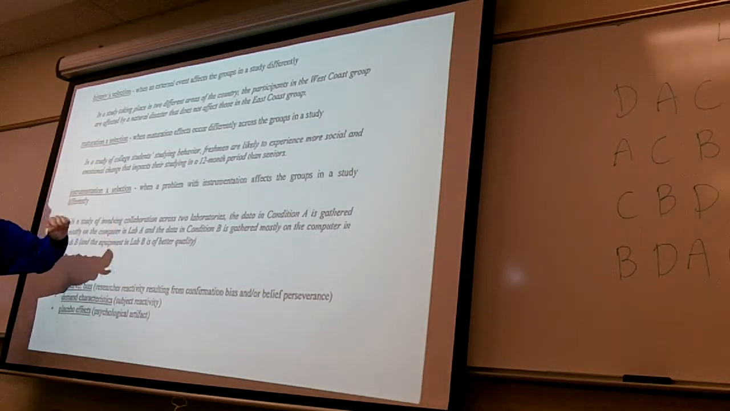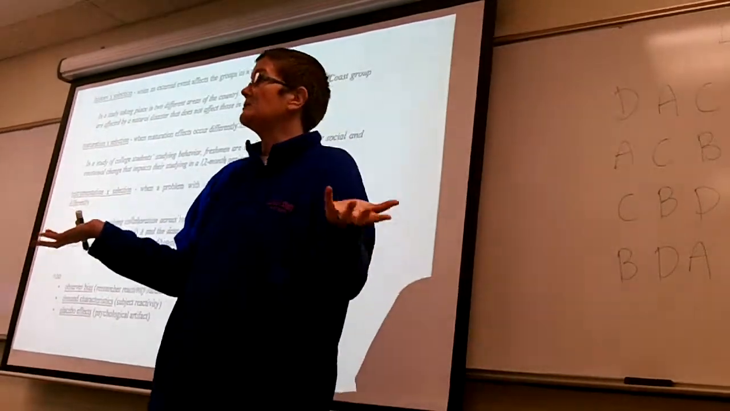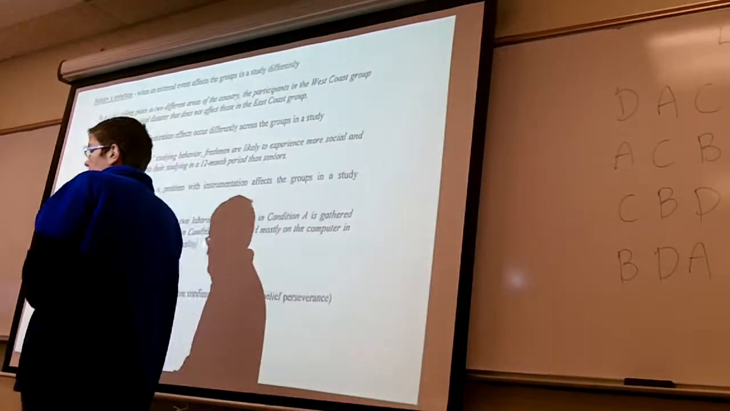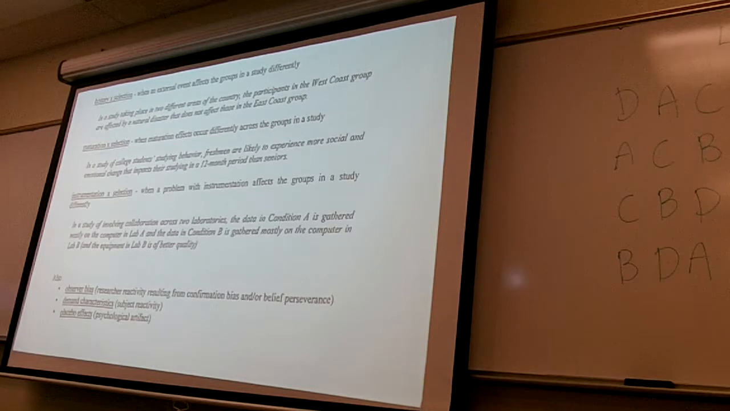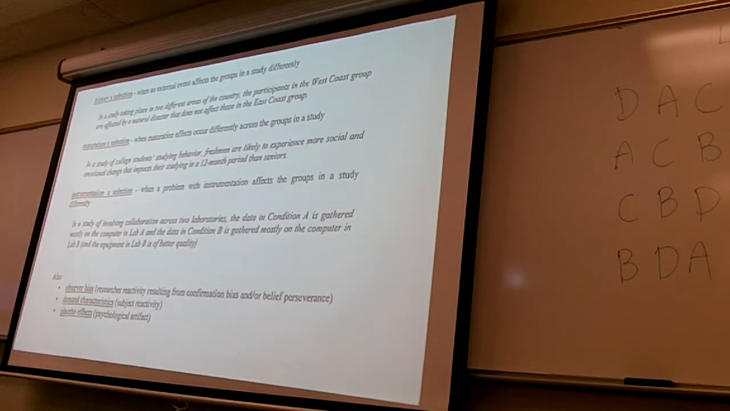So please review this handout. I'm not going to go over it in any extra detail because it is covered in your textbook, and there are examples here that I think are pretty clear. So please review that, and if you have any questions about the different types of threats to internal validity, please let me know.